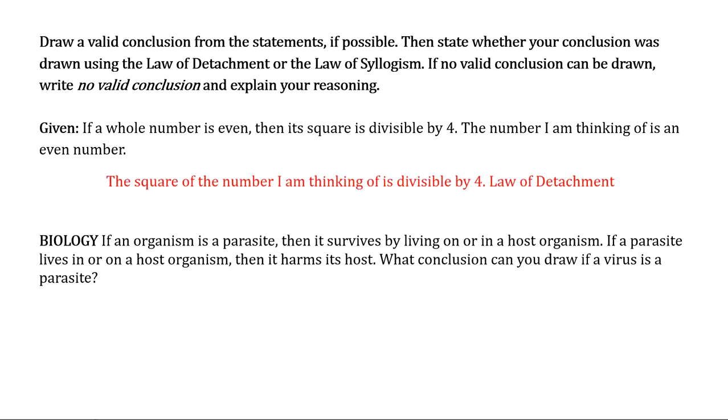So what you're thinking of is the square of the number I am thinking of is divisible by 4. We've come up with that from the law of detachment because we're told our conditional statement, if a whole number is even, then its square is divisible by 4. We're told that's true, and then we're told that the number that I'm thinking of is an even number. So because our statement matches the hypothesis and we know that that's true, then we can say the number I'm thinking of is divisible by 4. Remember, if P then Q, and if P is true, then we can say Q is true.